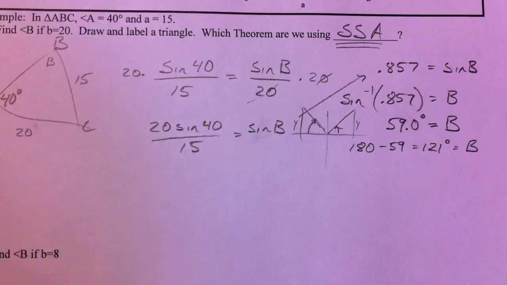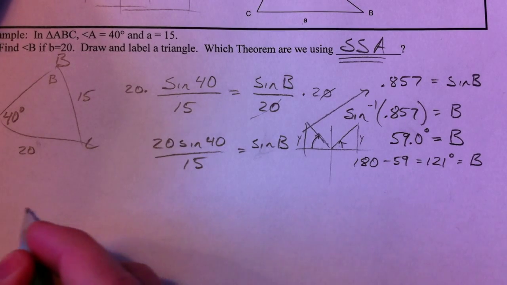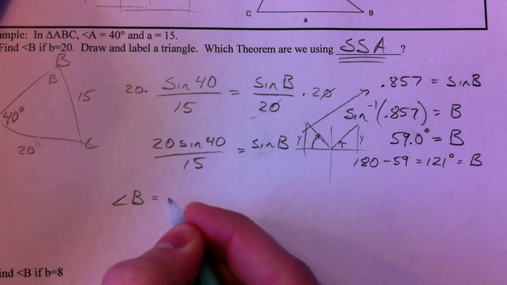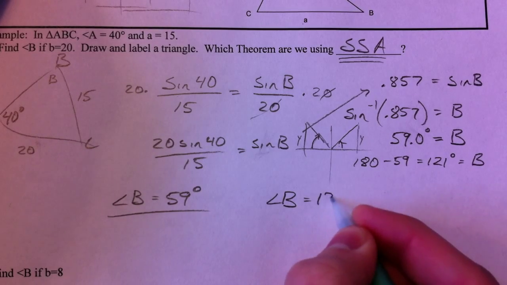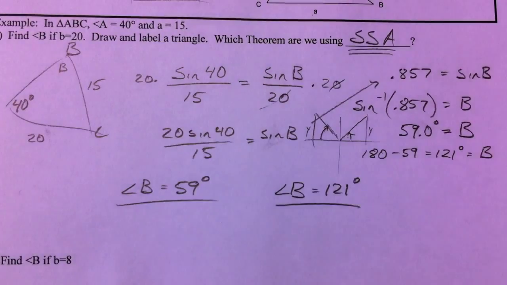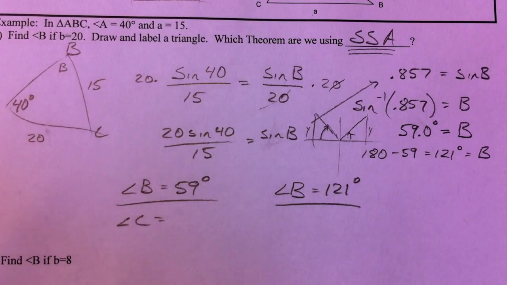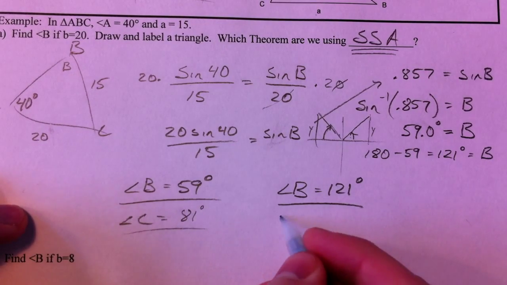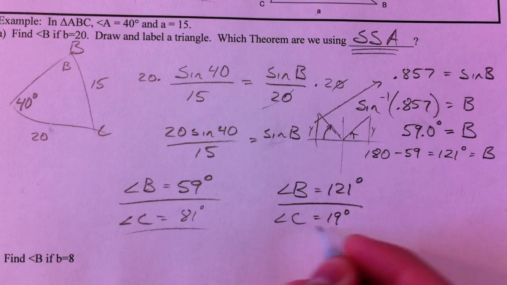So the key thing here is anytime you have side angle, you have to look for that second possible triangle. So angle B could be 59 degrees, but it could also be 121 degrees. Obviously that changes angle C: 180 minus 40 minus 59 would leave 81 degrees. But if you did 180 minus 40 minus 121, that only leaves 19 degrees for angle C.